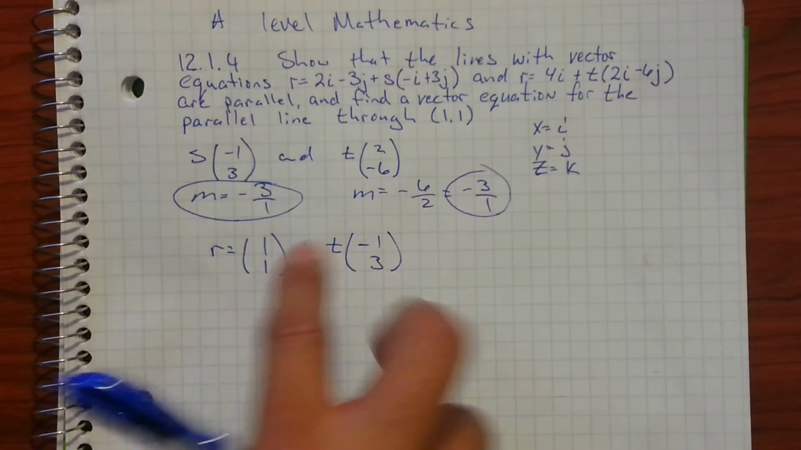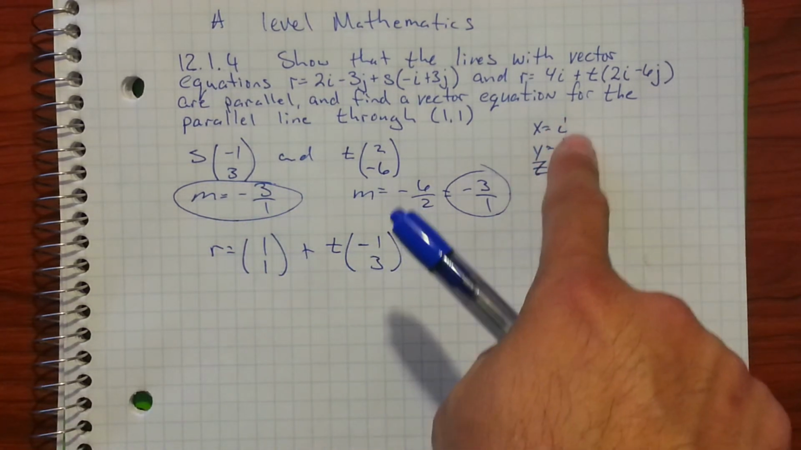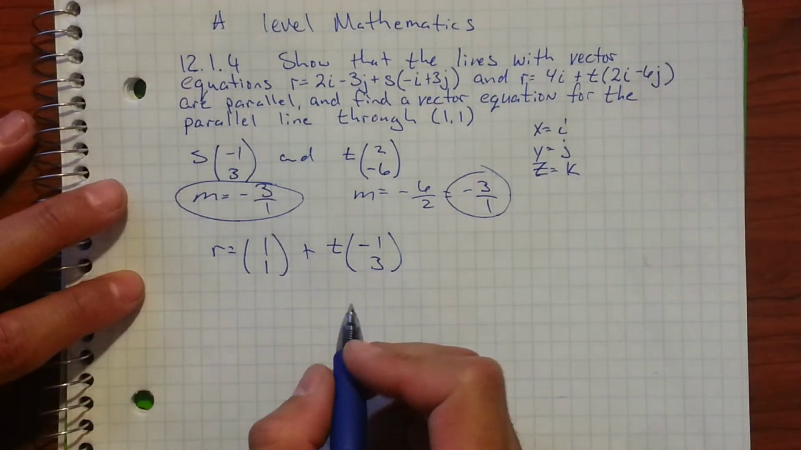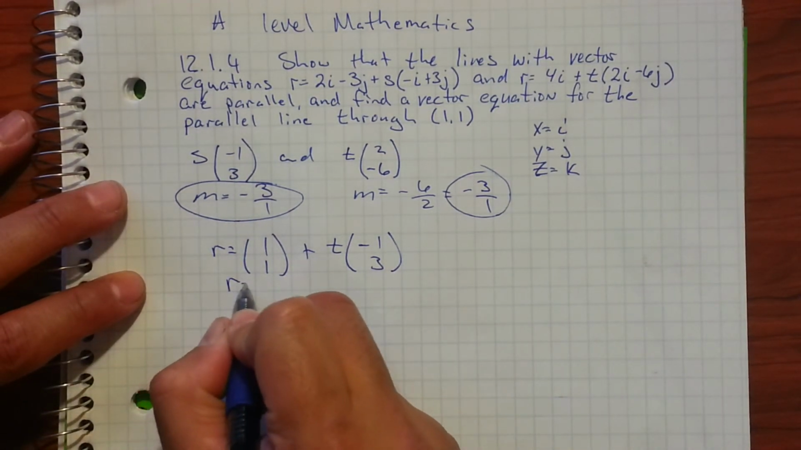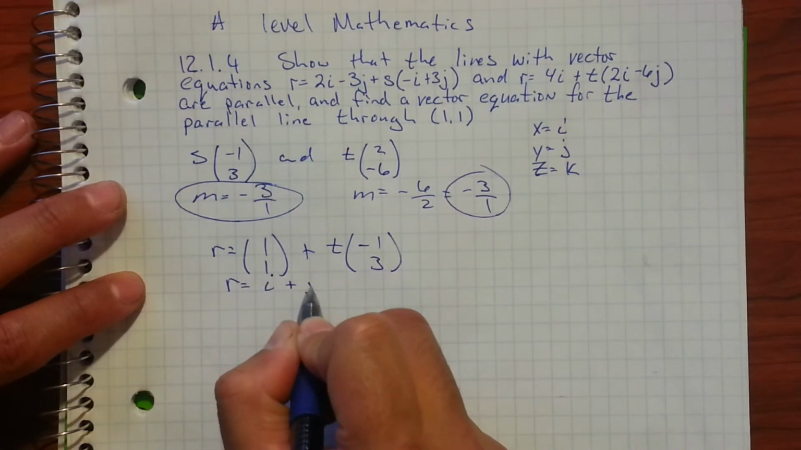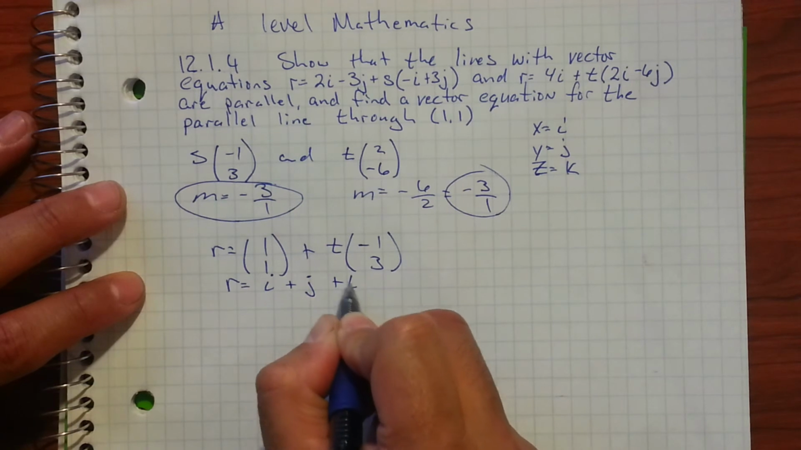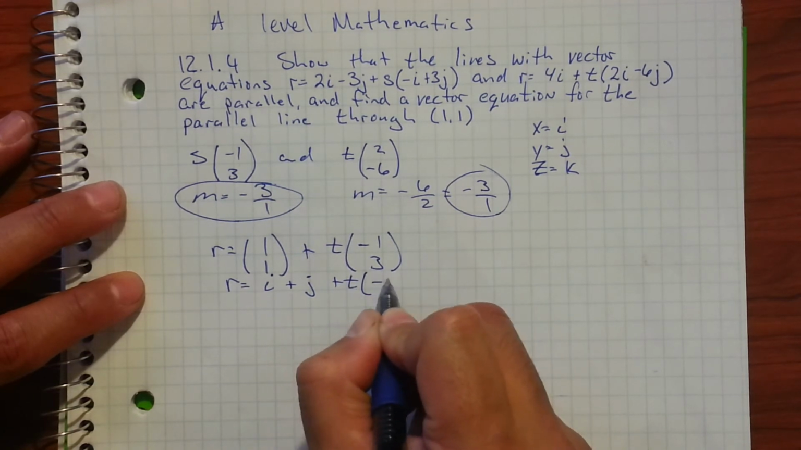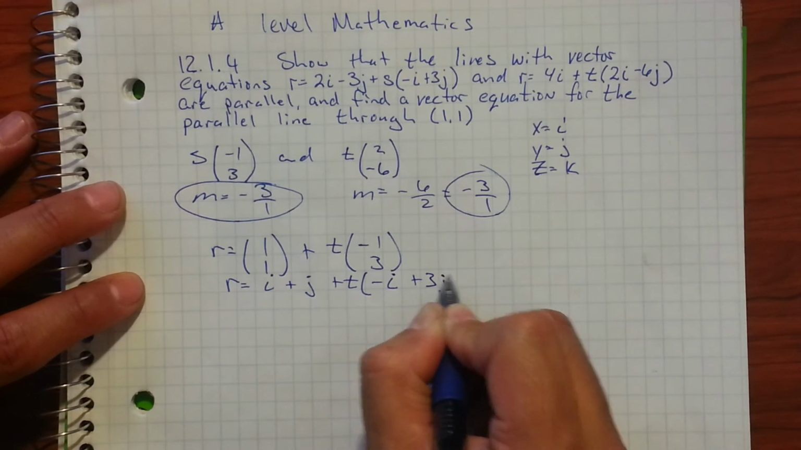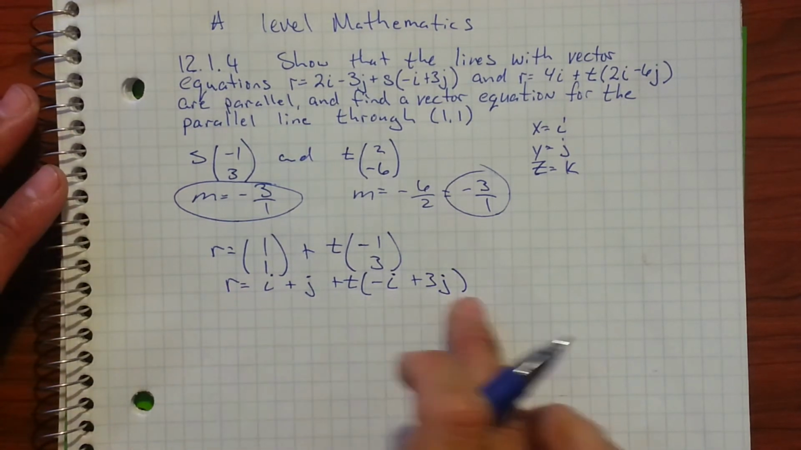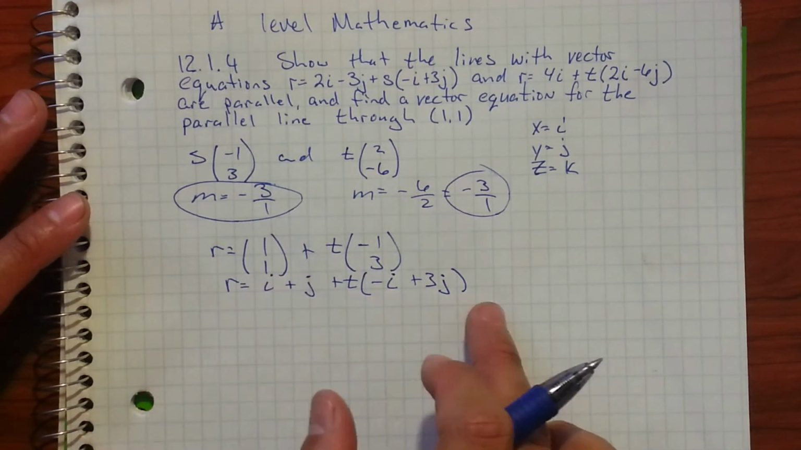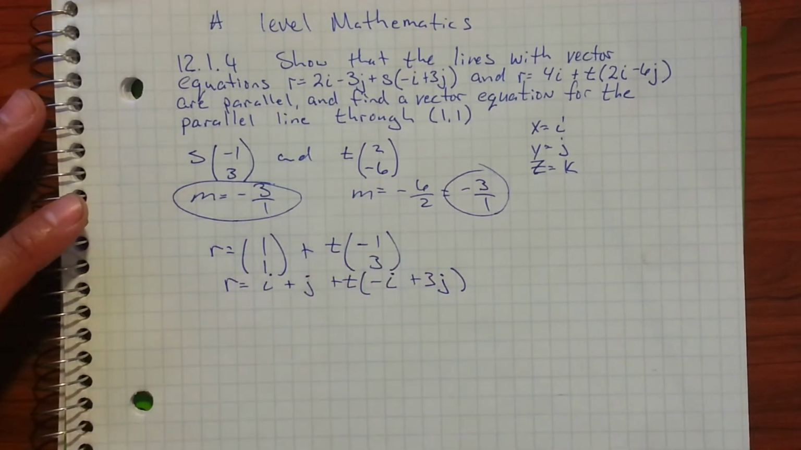Now I'm going to rewrite it in the ijk form. So if I were to rewrite this in ijk form, I would get r is equal to i plus j plus t quantity of negative i plus 3j. So there are my two different forms right here. So this is the form of ijk, and this is my standard vectors.